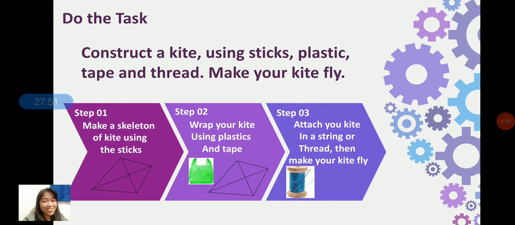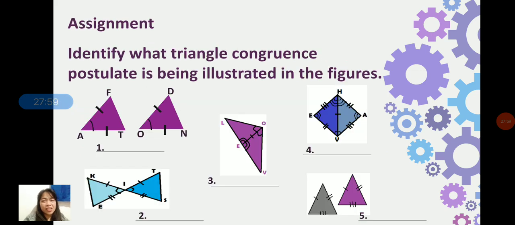And comment by showing a picture of you and your kite. And for your assignment, I want you to identify what triangle congruence postulate is being illustrated in the figure. You can pause the video if you think my video was too fast.